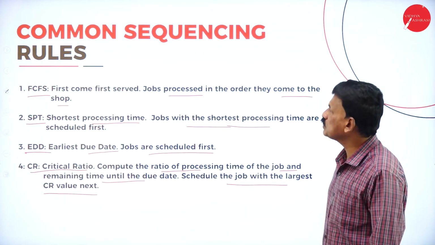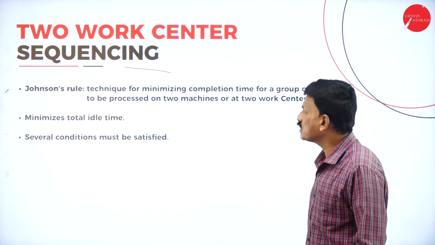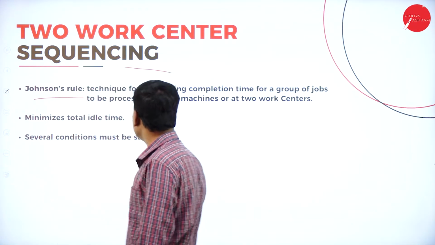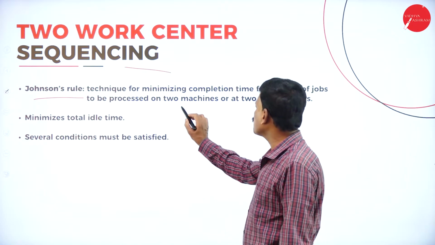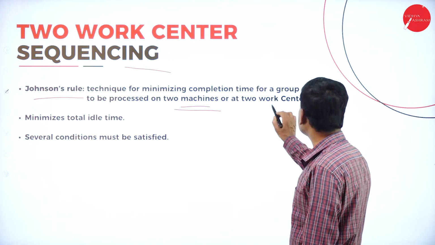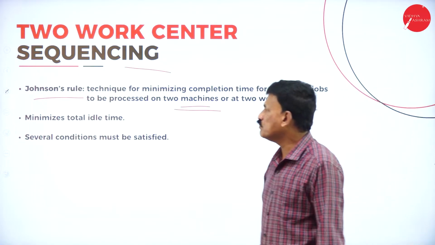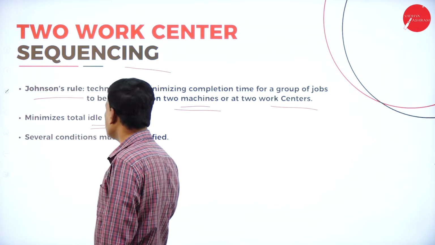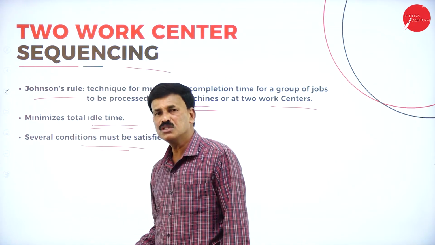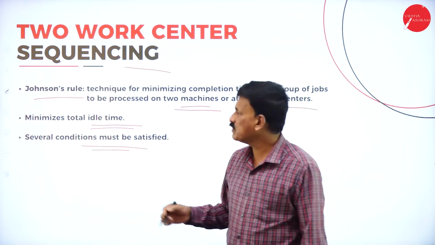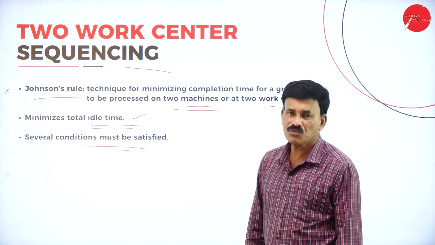Now let us come to the next concept, two work centers. Two work centers of the sequences. Johnson's rule is a technique for minimizing the completion time for a group of jobs to be processed on two machines or two work centers. That is called two work centers or two machines. First minimize the total idle time, and several conditions must be satisfied. So to apply Johnson's rule, first we have to minimize the idle time and several conditions must be satisfied. What are the conditions?